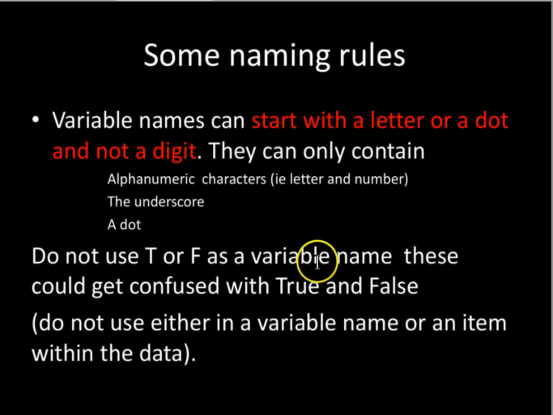So they're all things just to note. Here are some naming rules. The variable names can start with a letter or a dot and not a digit. They can only contain alphanumeric characters, so they can contain letters, they can contain numbers, they can contain the underscore, and they can contain a dot. Another small tip, do not use T or F, as these variable names could easily get confused with TRUE and FALSE, and in some of the programming in R this could cause you some problems. And I would say not only don't use it as a variable name, don't also use it as an item within the data. So don't have a column of T and F. It might be better to use a 0, 1.